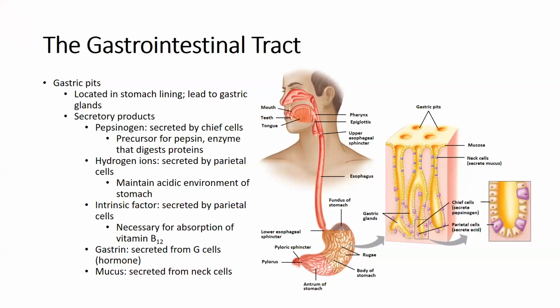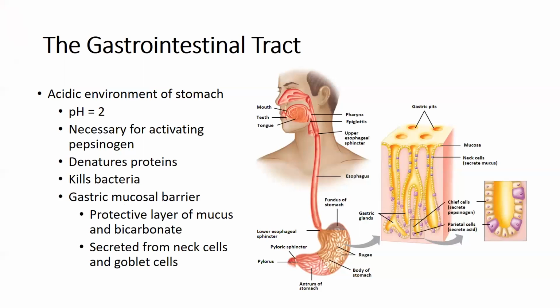All right, and not to confuse you, but the gland is basically the bottom portion of the pit. So this is the pit. These are the glands, right? This is the surface of the stomach. And then at the bottom of the pit, we have those glands. And those glands are nothing more than a bunch of cells that are secreting different substances. Okay?